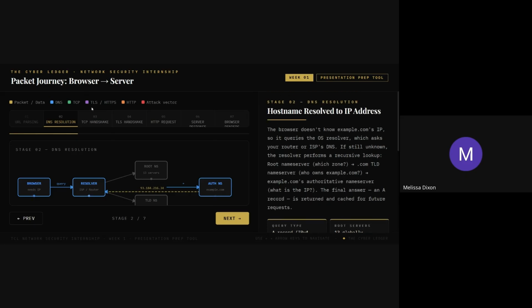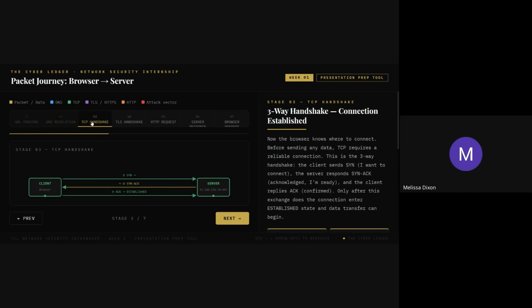Okay, so then we have the TCP handshake. So at this stage, the browser knows where to connect, right? Before it sends any data. TCP requires a reliable connection, and this is the three-way handshake. Basically, the client sends the SYN, so I want to connect, is what it's saying. The server responds, acknowledged, I'm ready. And the client replies, acknowledged, confirmed. Only after this exchange does the connection enter established state, and data transfer can then begin.